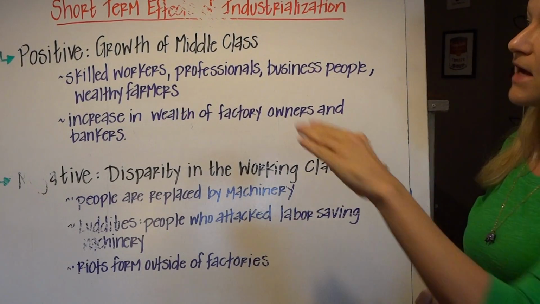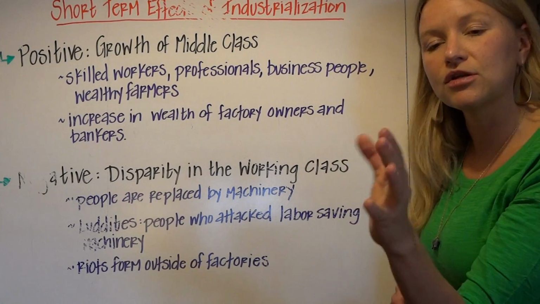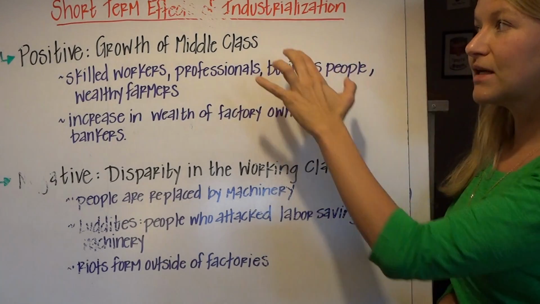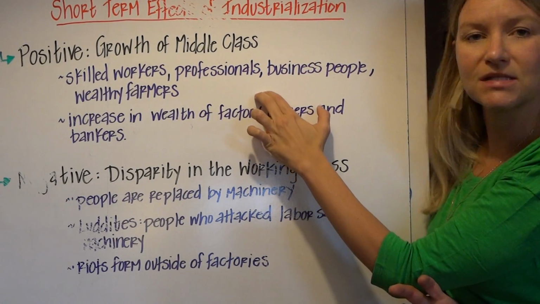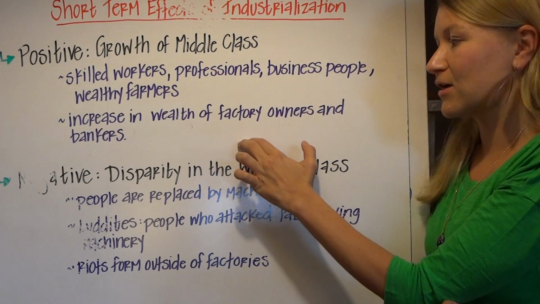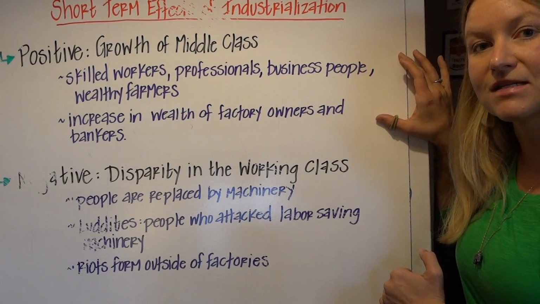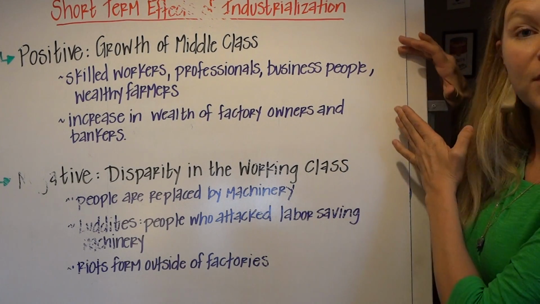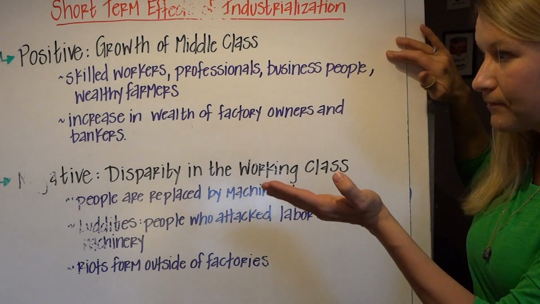So the short-term effects of industrialization, and this, guys, like I said, is in the 20, 30 years following the industrial period. We're going to see the growth of the middle class. Skilled workers, professionals, business people, wealthy farmers. We're going to see an increase of the wealth of factory owners and bankers. Now, we see some of this middle class still exists today. So that was neat to watch this type of people moving into America and becoming a part of our society.